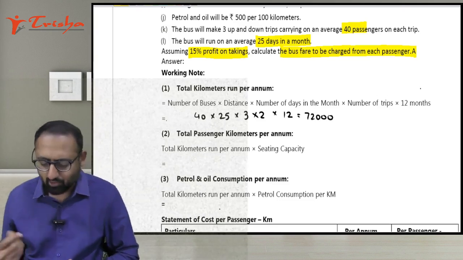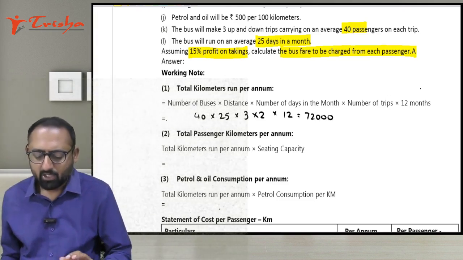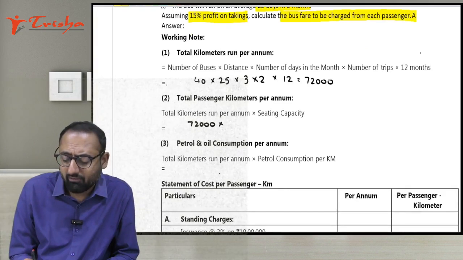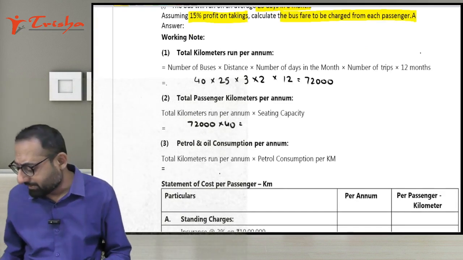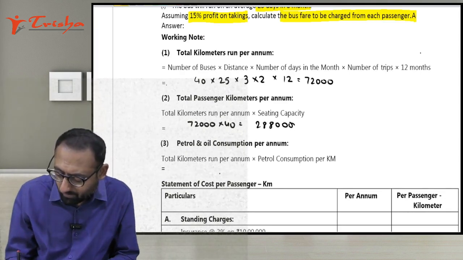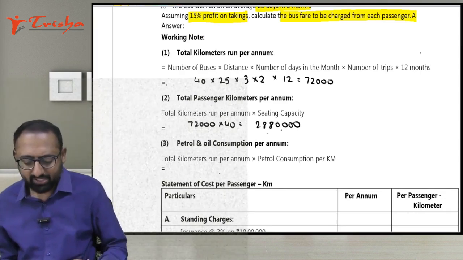72,000 is your total kilometers per annum. Now total passenger kilometers will be very simple. 72,000 multiplied by, on an average, 40 passengers are there. So multiplied by 40, your answer comes to 28 lakh 80,000.